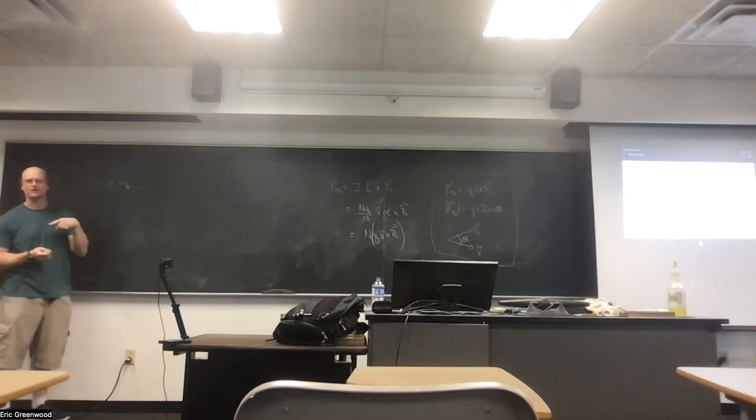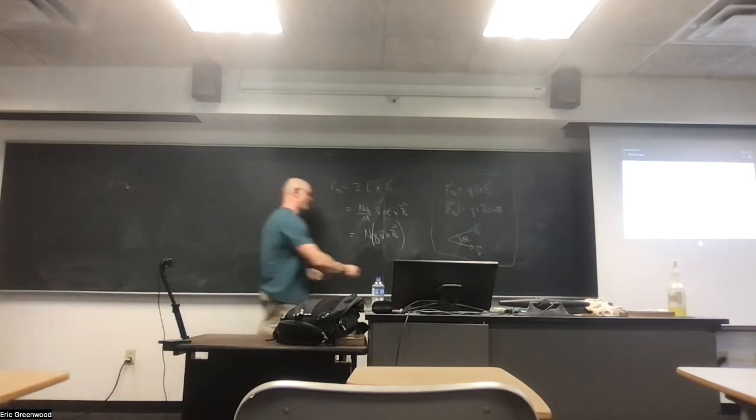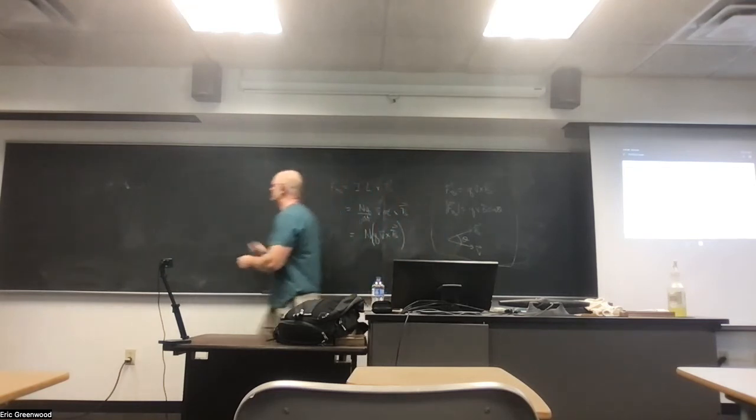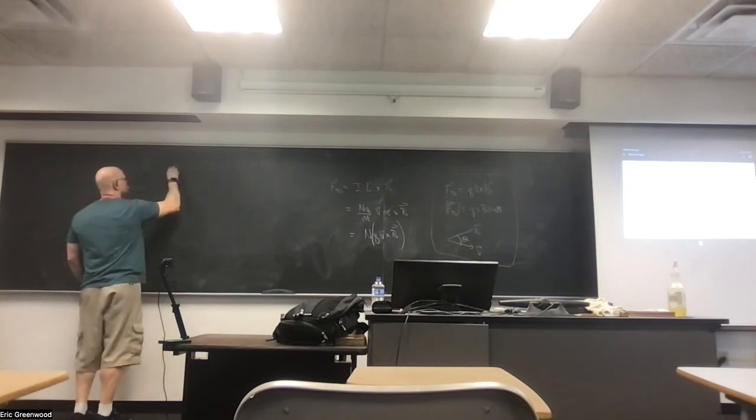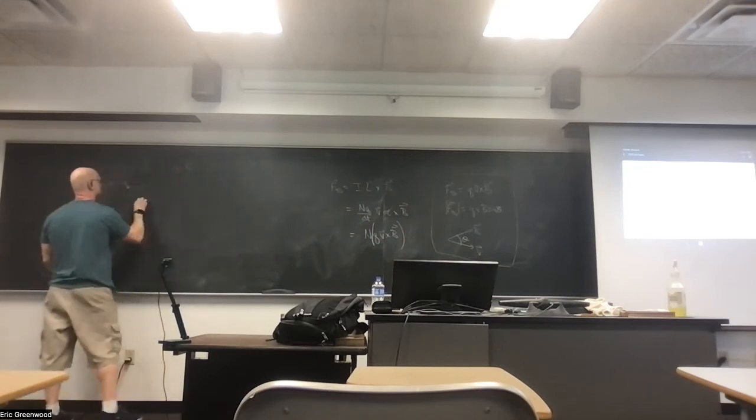Preston, which way do you want the magnetic field to go? Into the board or out of the board? Out of the board, sweet. So let's say our magnetic field is pointing everywhere out of the board. Here's my B field, I'll draw some representative ones.